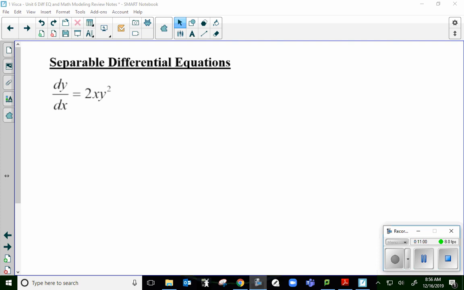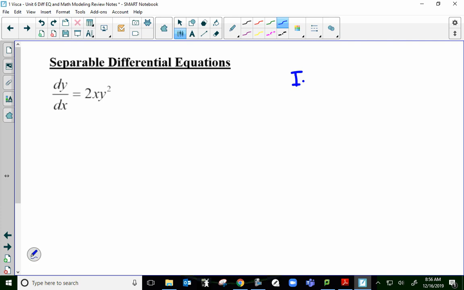Separable differential equations. Okay, these are kind of like implicit differentiation. Remember back in the day, was it Unit 3 or Unit 4 review? We had derivatives where we could not get our y equals alone. We called it implicit differentiation.